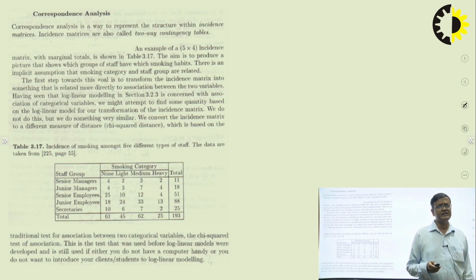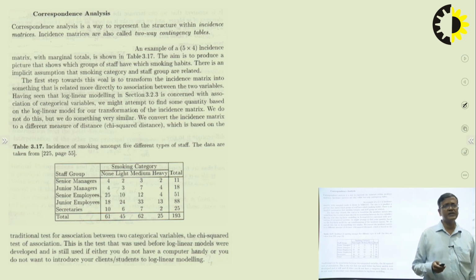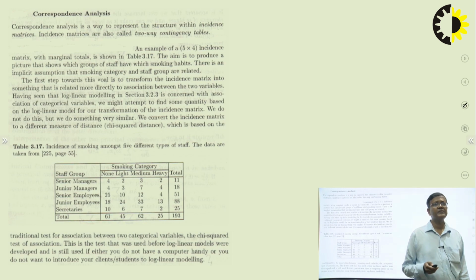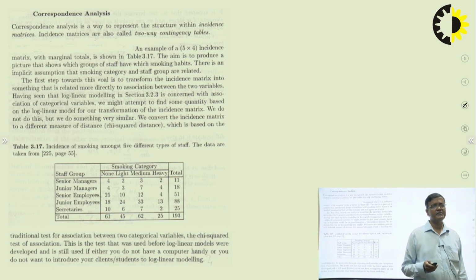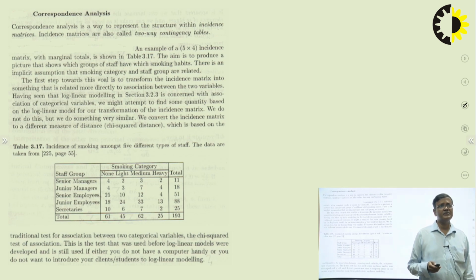So if we see the staff group members, which are senior managers, junior managers, senior employees, junior employees, and secretaries, and the smoking category being none, light, medium, heavy, and their marginal totals are given. So in this, we have to find the structure between the variables of the table. In other words, we have to find the association between the two variables.